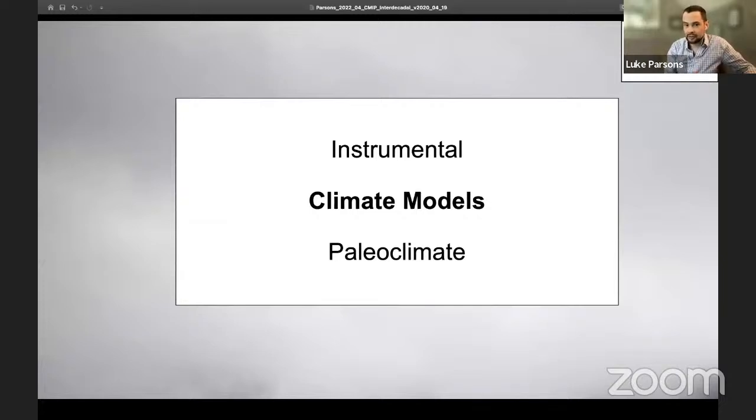So I mentioned we have instrumental data. Today, I'll be mostly focusing on climate model simulations. I also originally was going to talk about some paleoclimate field reconstructions, but I pulled that out of my talk because it takes too long to get into the details. So I'll mostly be focusing on climate models. But if you want to ask me about some of our paleoclimate results when I'm done, I'm happy to share that.